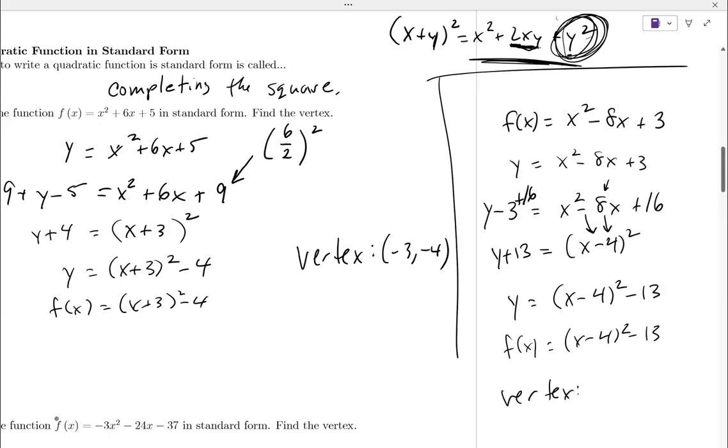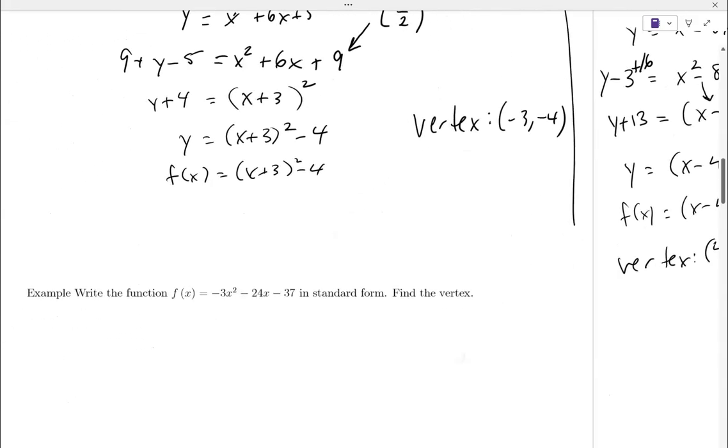All right, what's the vertex now? Good. This okay? Okay.